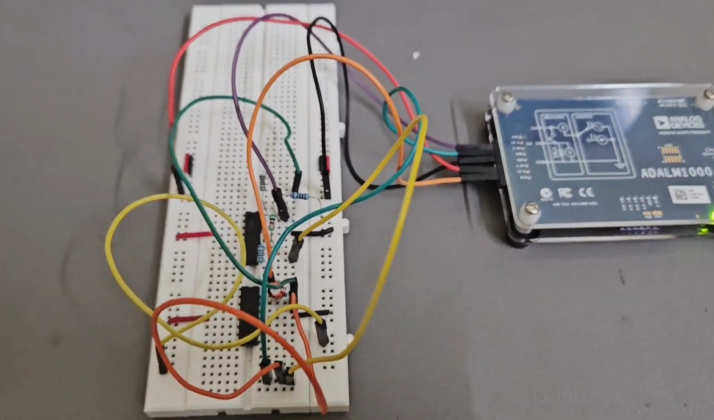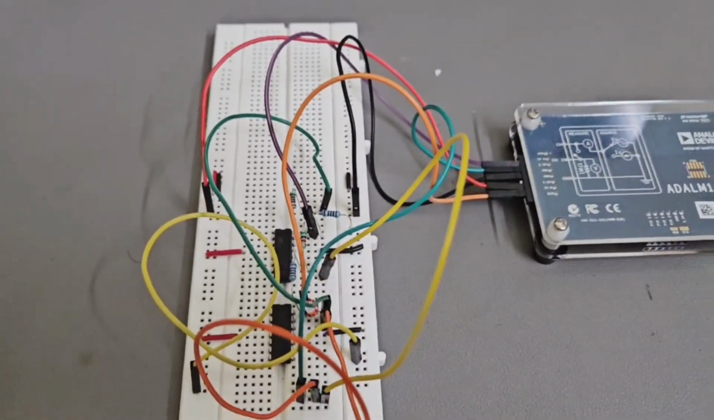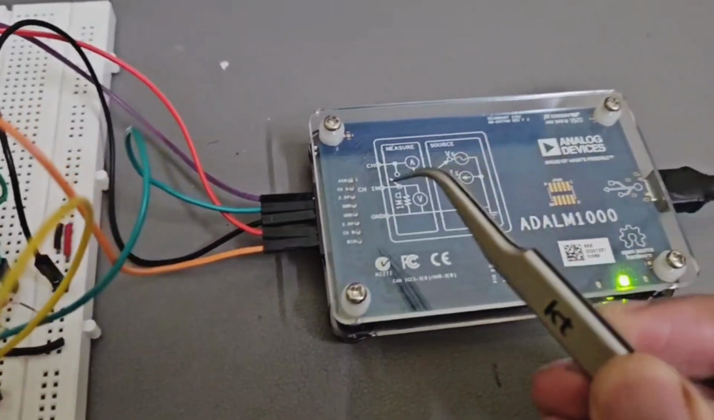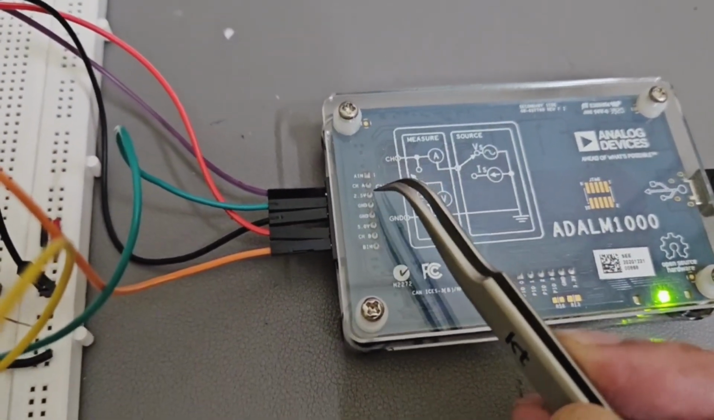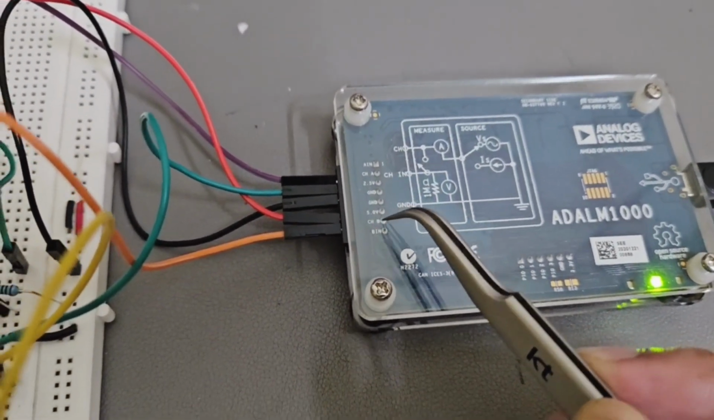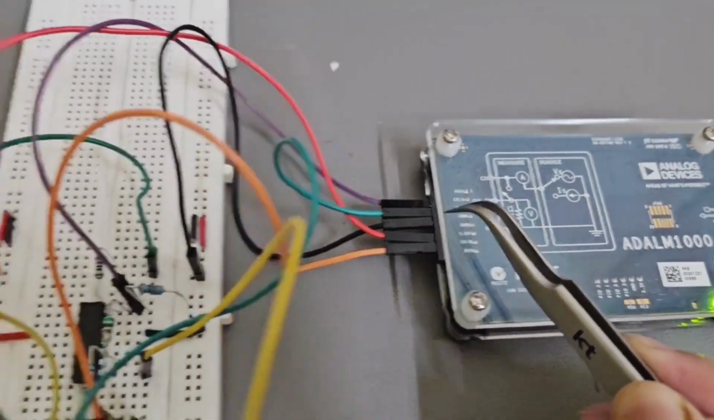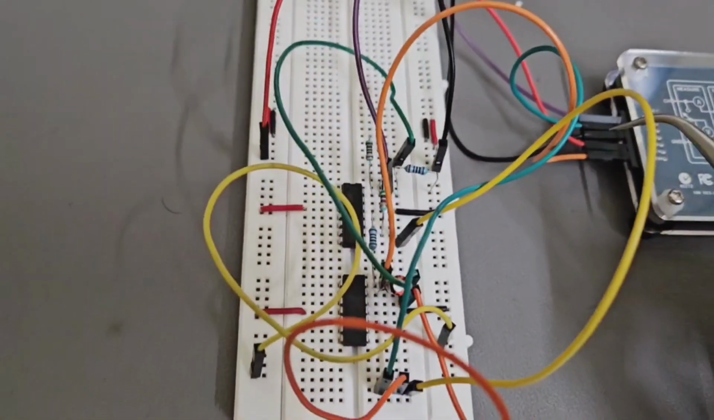Now I am going to show you my circuit on a breadboard. This is my circuit on a breadboard, which is connected to the ADALM1000. We are using 5 pins of the ADALM: channel A, 2.5 volt, ground, 5 volt and channel B. The purple one is channel A, which is connected to the output of LM339.